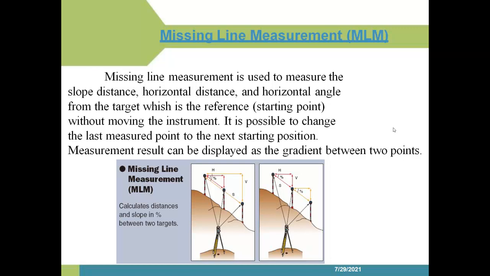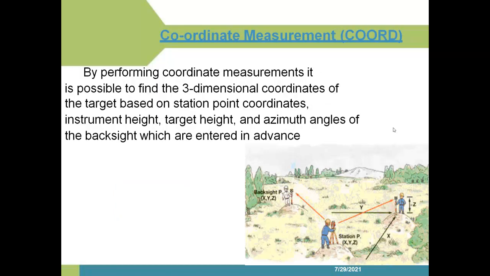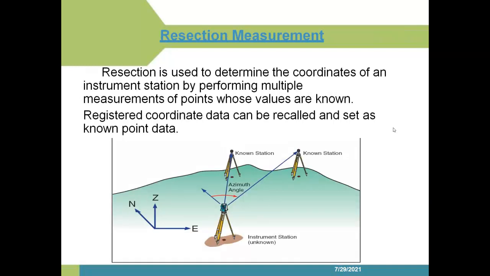And the next one is the missing line measurement. The missing line measurement is also used to identify inaccessible location areas. And the next one is the quad angle measurement. The quad angle measurement is used to identify the target height, instrument height, and azimuth angle and backside in the advanced mode. And the next one is the resection mode.